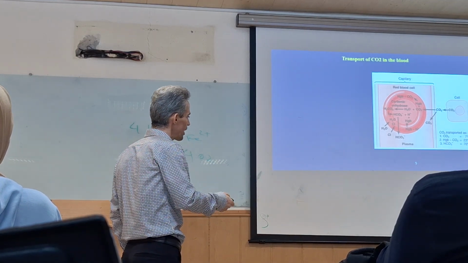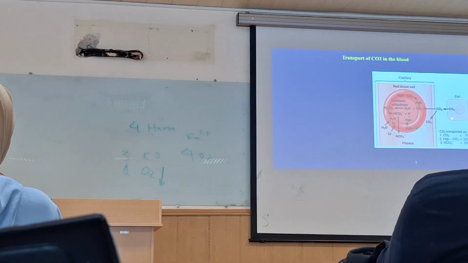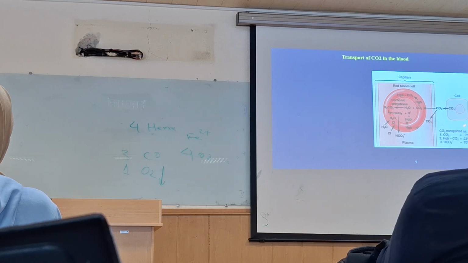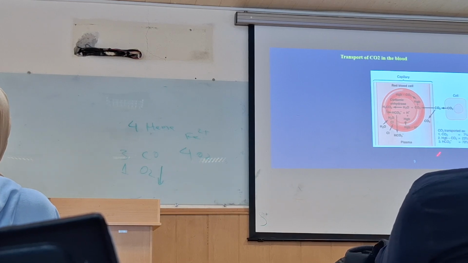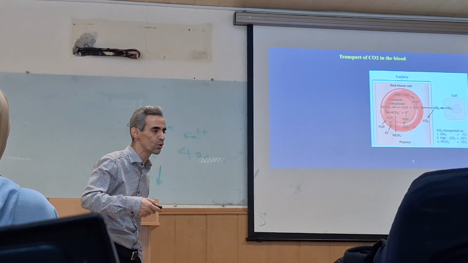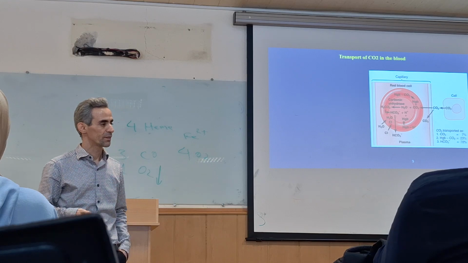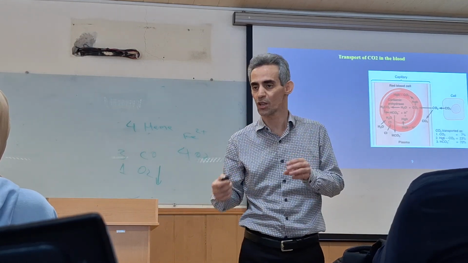We have three mechanisms for carbon dioxide transportation. The first: a low amount of carbon dioxide is transported in the dissolved form. How much? Only 7%. A part of this carbon dioxide is transported by binding with hemoglobin. Similar to the binding of oxygen to hemoglobin, we have binding of carbon dioxide to hemoglobin.